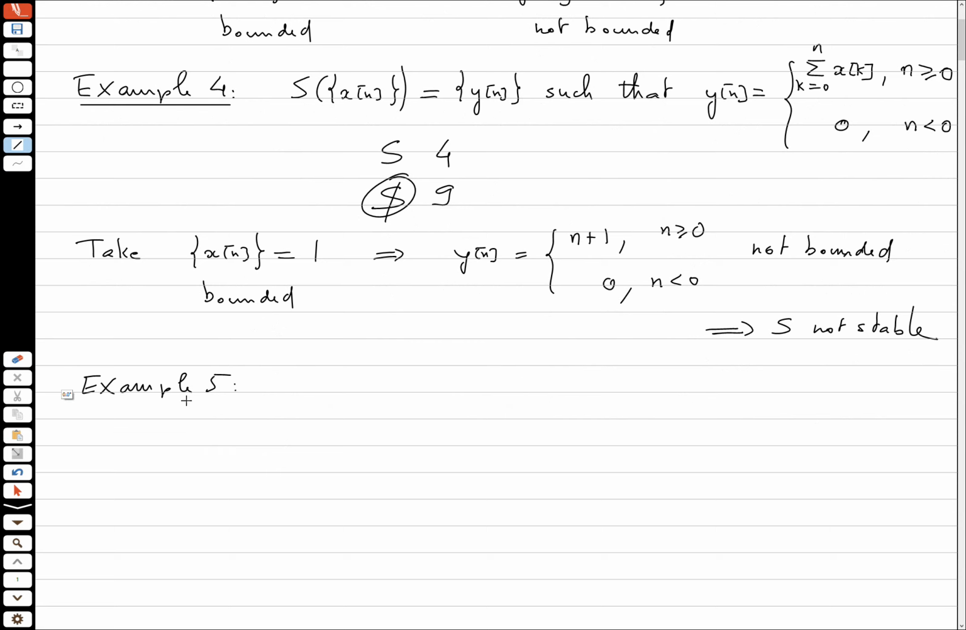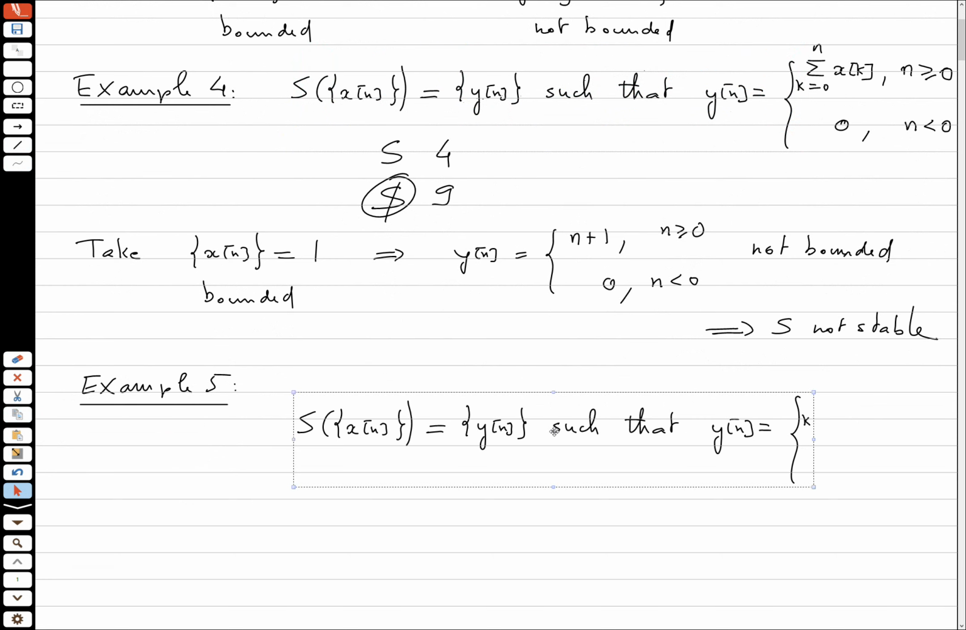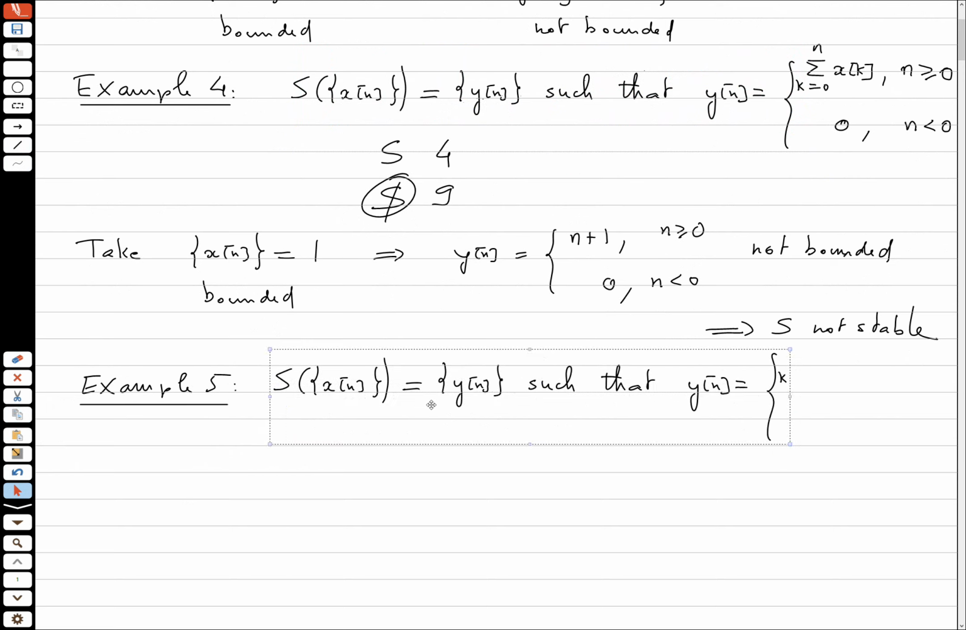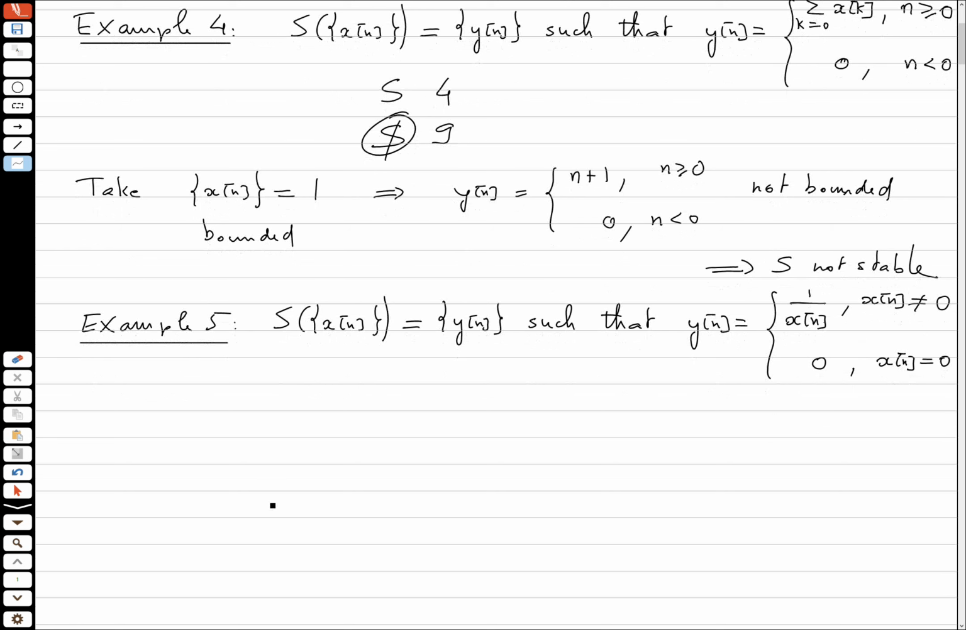All right, let's try this one. Oops, sorry, mistake. So S of x of n equals y of n such that y of n is, so still 0, no, okay. So this is when x of n is 0, I take 0, and when x of n is different from 0, I take this one. All right.